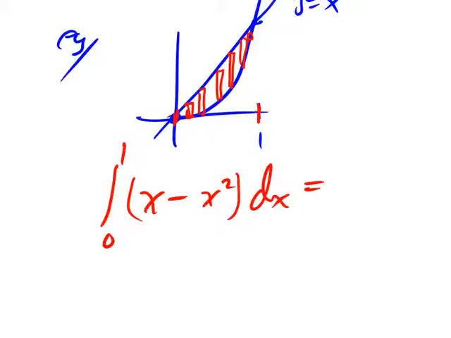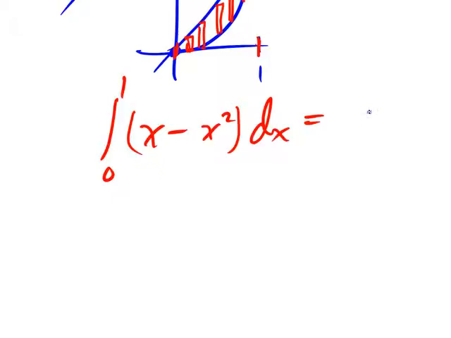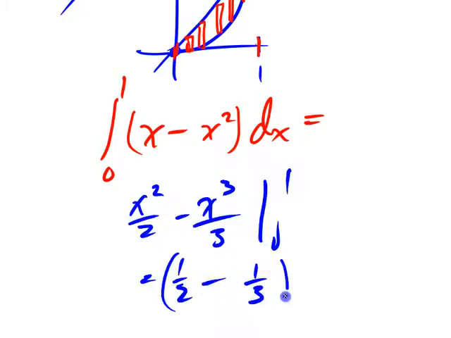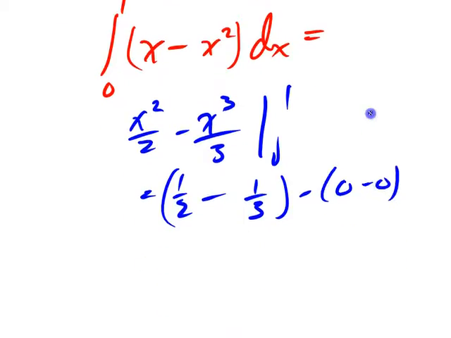Generally, this one's easy enough to do. In fact, this one is so easy to do, I'm just going to do it. It's x squared over 2 minus x cubed over 3, evaluated between 0 and 1. So it's 1/2 minus 1/3 minus what you get when you plug a 0 in, which is 0 minus 0. So it's a half minus a third, which would be 1/6.